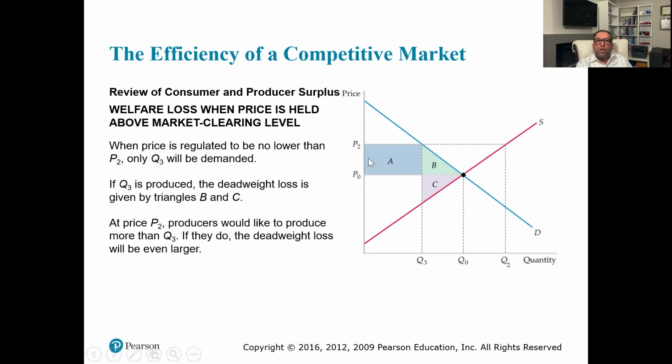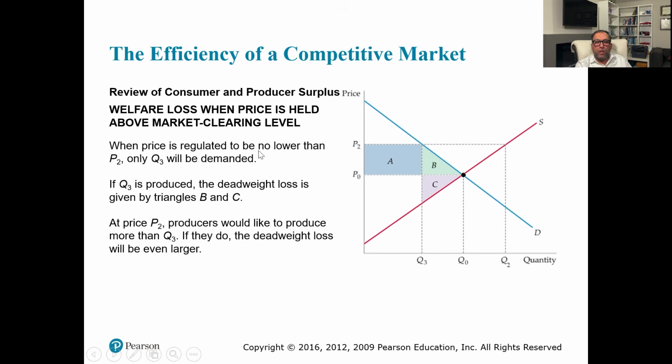So we see here that when the price is set over the equilibrium price, that benefits the producer, who gets the benefit of rectangle A. But at the same time, they are losing C, and the consumer is losing A and B. So the ultimate impact is the same as when the price is set below the equilibrium. For the society, the overall impact is the same whether the government sets the price below or above the equilibrium. There is a deadweight loss, and the deadweight loss is equal to B and C.